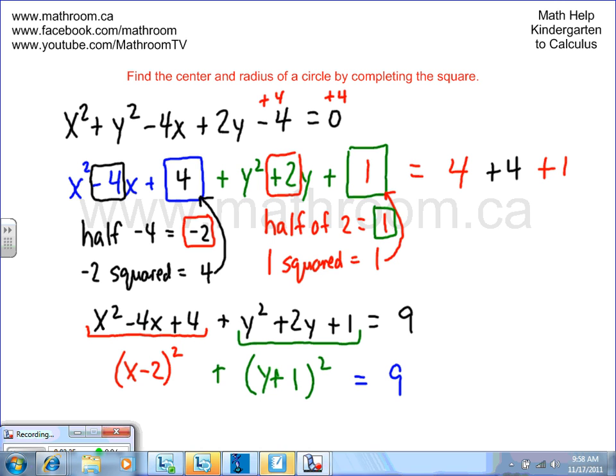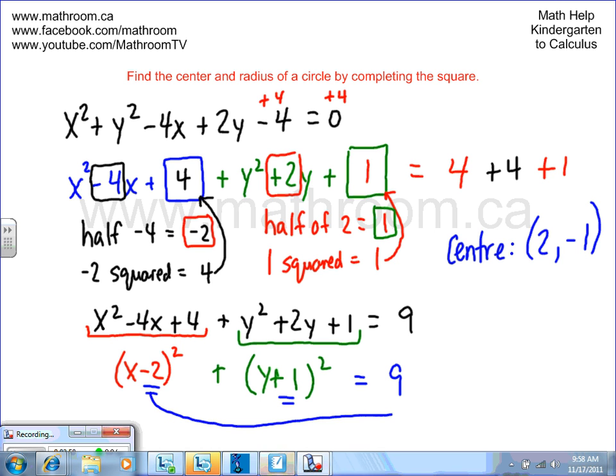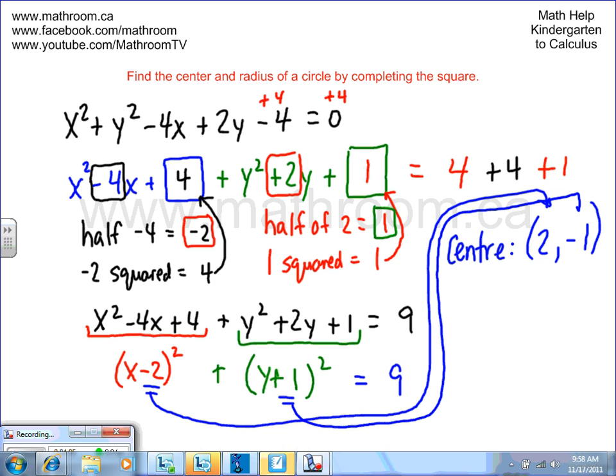Now that is the standard form for the equation of a circle. And we use the minus 2 value and the plus 1 value to find the center. We change the signs. So the center of the circle is the point 2, minus 1. So we can see that we change the minus 2 to a positive 2, and we change the positive 1 to a minus 1. So the center of that circle is 2, minus 1.